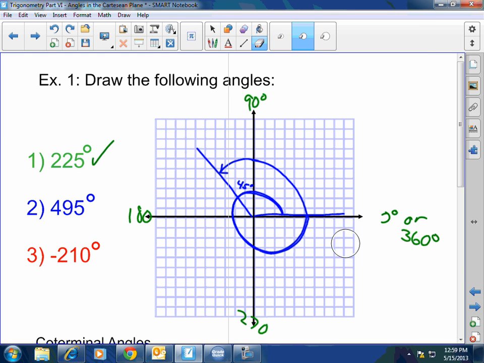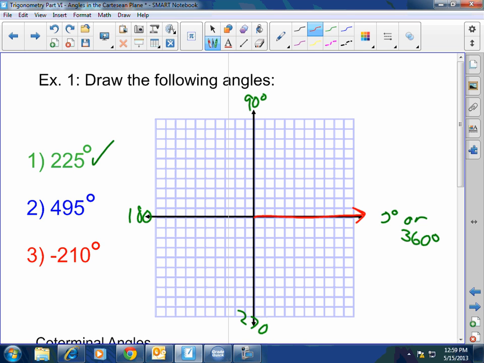I'm going to now do negative 210. Don't be afraid of the negatives. You're just going clockwise. So I'm going to go negative 90, negative 180. And how much do I have to go to get to negative 210? Another 30. And that's my angle. That's my angle right there. Negative 210. Because I went 90, 180, and another 30. That's negative 210.